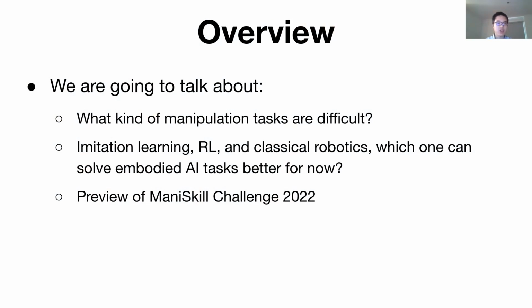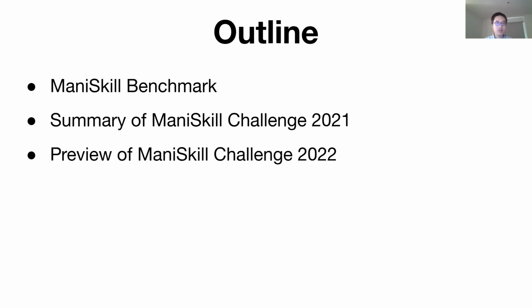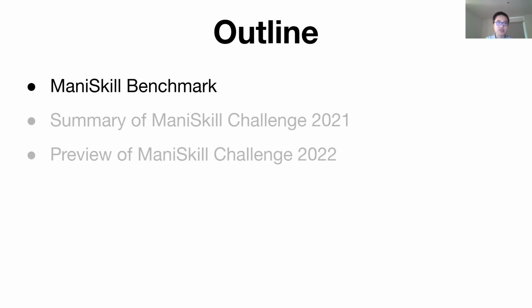In this section, we're going to talk about what kind of manipulation tasks are difficult. Imitation learning, RL, and classical robotics: which one can solve embodied AI tasks better for now? And I'll also give a preview of the ManiSkill challenge this year in 2022. First, let me give an outline. I'll talk about the ManiSkill benchmark, then summarize the ManiSkill challenge in 2021, and then provide the overview for this year. Let's get started with the ManiSkill benchmark.